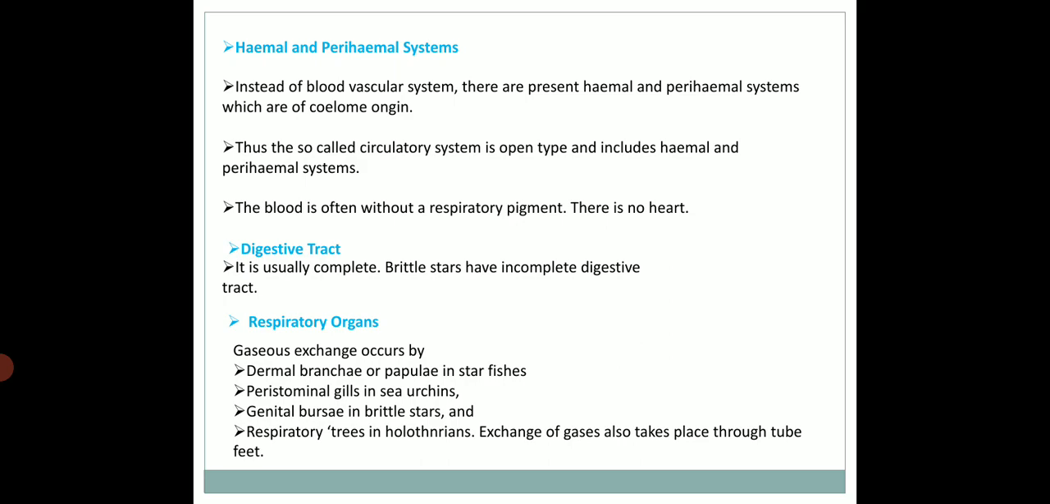Respiratory organs. Gaseous exchange occurs through different structures, and there are a number of respiratory organs you can find in different examples. For example, dermal branchiae or papulae in starfishes, peristomial gills in sea urchins, genital bursae in brittle stars, and respiratory tree in holothurians. Exchange of gases also takes place through the tube feet. So these are some of the respiratory organs of different examples of echinoderms.